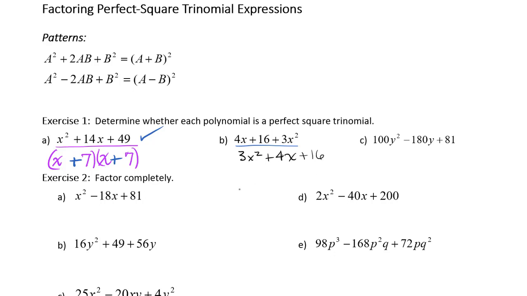That gives me 3x squared plus 4x plus 16. 16 is a perfect square, but 3 is not, and so this is not a perfect square trinomial.